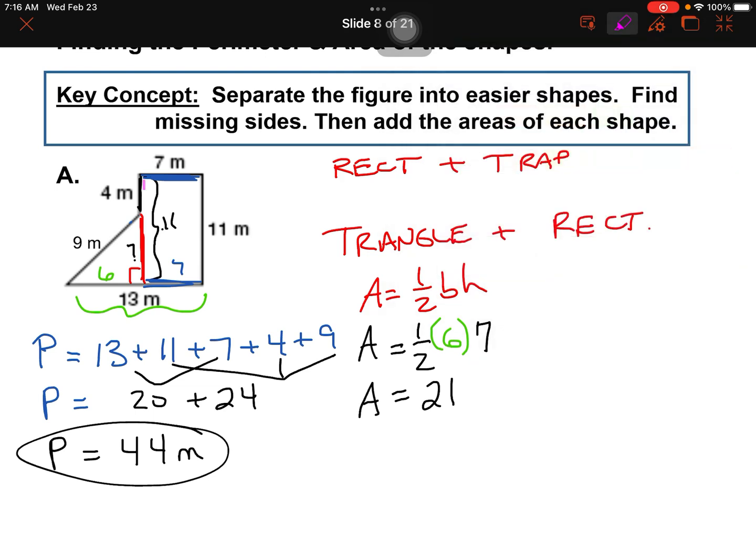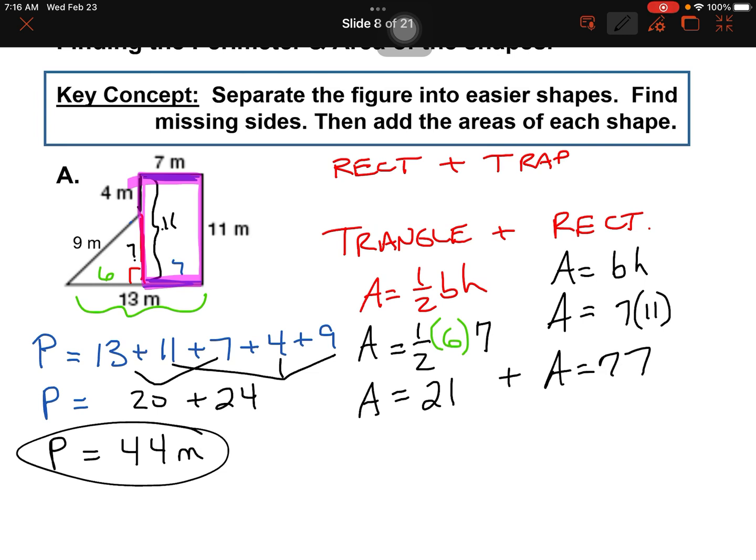Now we need to look at this rectangle. Well, the rectangle, if you trace it, notice is 11 and 7. And so the area of a rectangle is length times width, or in base times height. So I'm just going to go base times height this time. And it's going to be 7 times 11. And those are interchangeable. And so the area of that is 77.